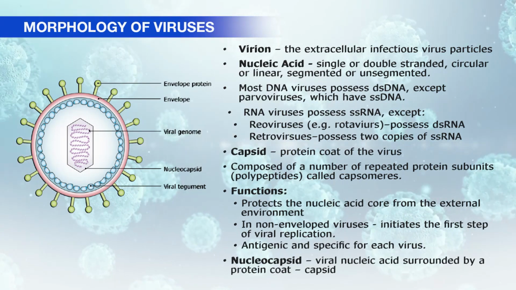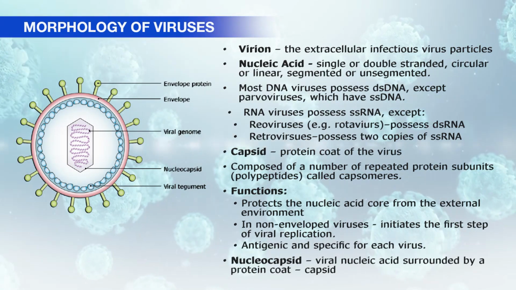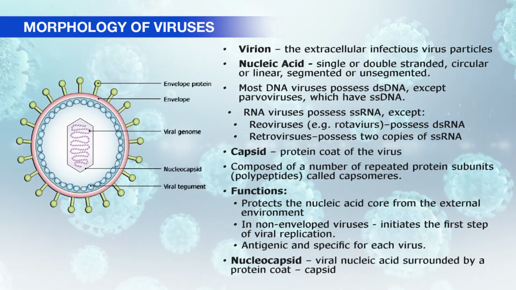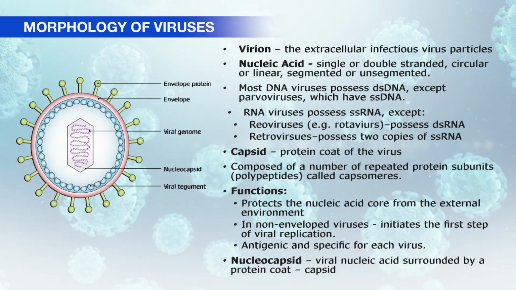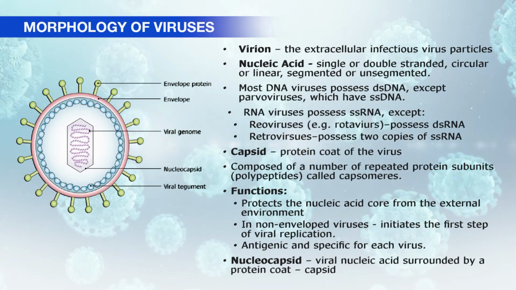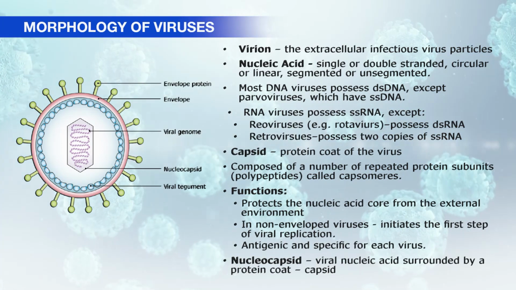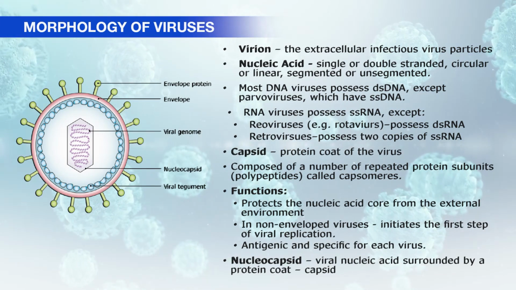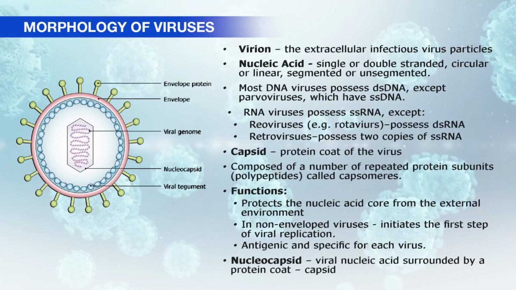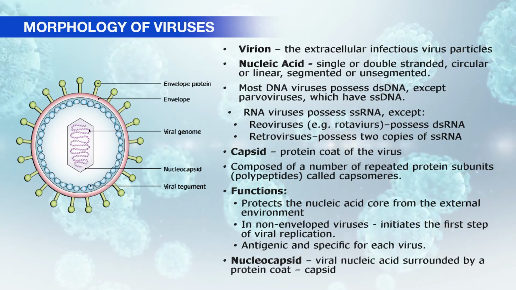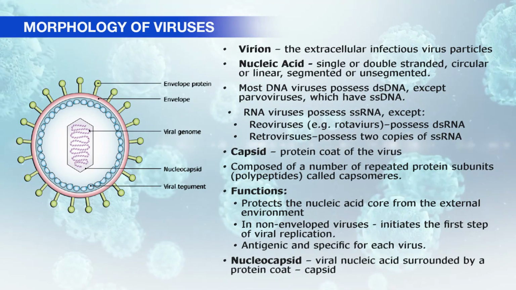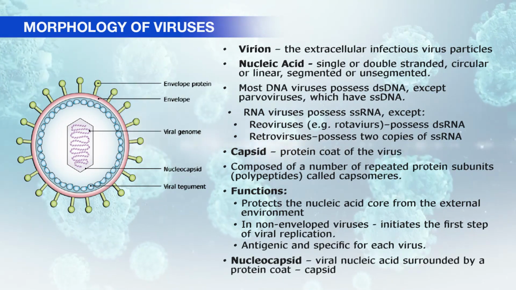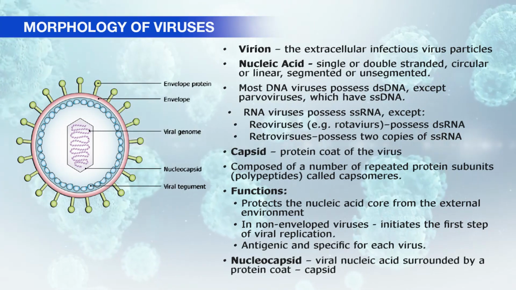The other essential part of the morphology is the capsid. The capsid is a protein coat of the virus. It is made up of repeated protein subunits, polypeptides in nature, called capsomeres. The function of the capsid is to protect the nucleic acid core from the external environment. In non-enveloped viruses, we see the first initiation step in viral replication through them, and these are pretty antigenic and very specific for each virus.